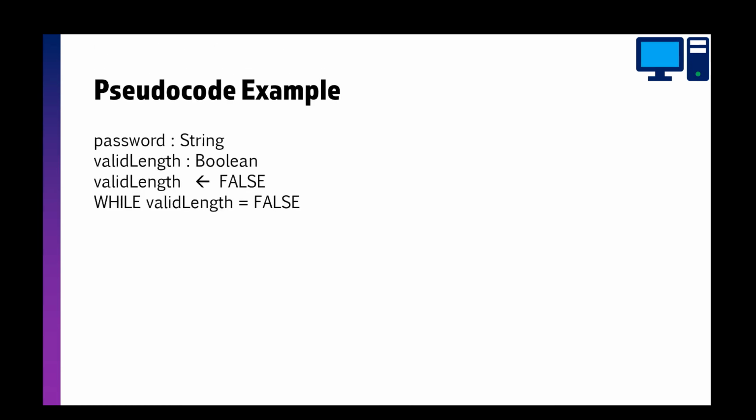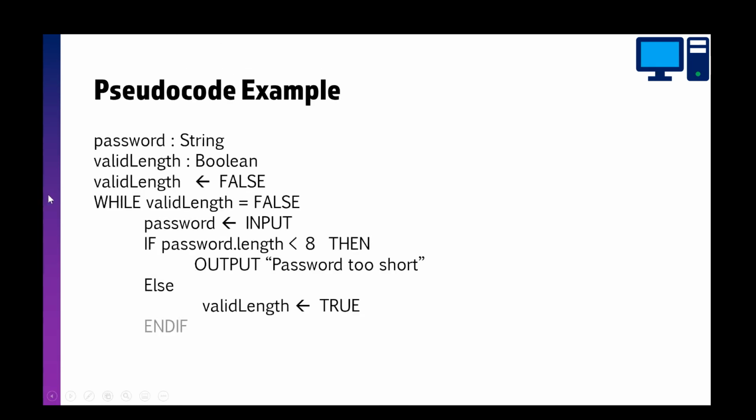So there's an example of some pseudocode using a while loop. We've got password as string, valid length as boolean, and we're going to set valid length to false. Whilst this variable is false, so in this example the loop will run at least once, we're going to input the password, and if the length of the password is less than 8 characters, then it's going to say your password's too short, and then loop around again, and you input it again and again until you get it right. However, if your password is 8 or greater, then it'll set valid length to true, so it'll go back to the top and check and say, right, it's not false, it's true, and it'll end the while and finish.